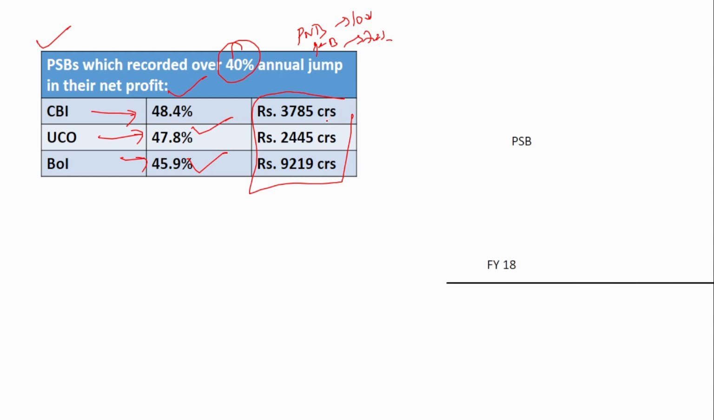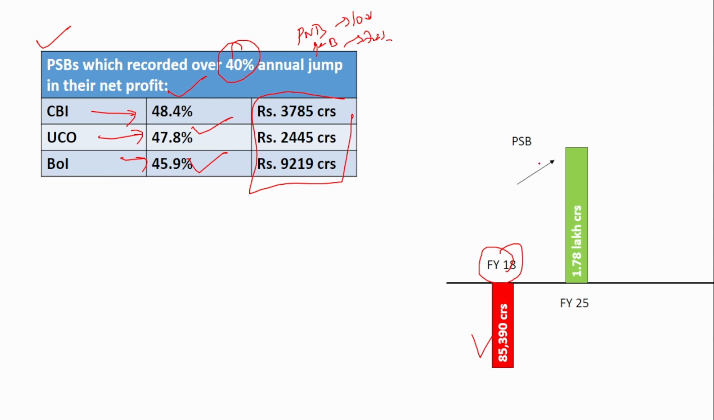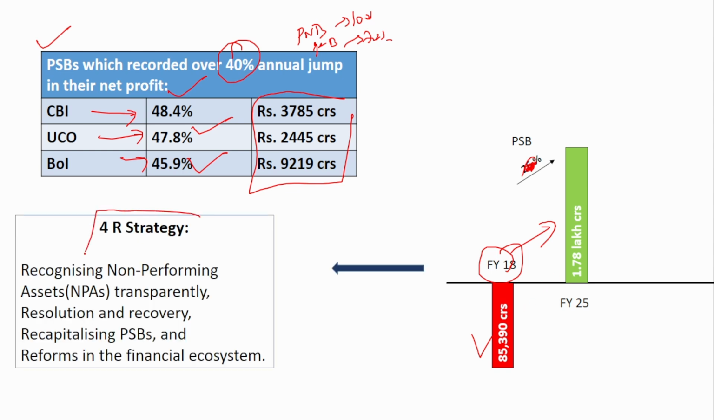If you see in financial year 2018, these public sector banks had reported a loss of 85,390 crores, and now from a loss they have reported 1.78 lakh crore profit. It is a huge jump, right? From a loss of 85,000 crore, we have grown to a positive 1.78 lakh crore, and the main reason for this huge growth is the 4R strategy. This 4R strategy takes the entire credit for the growth.